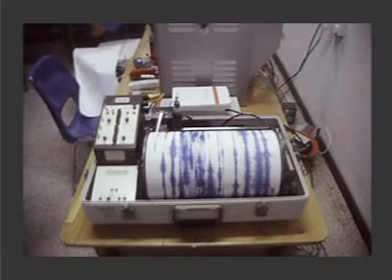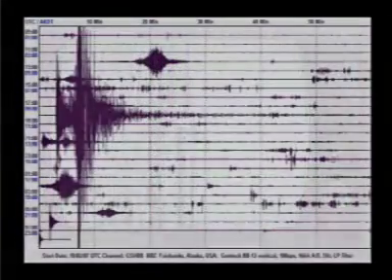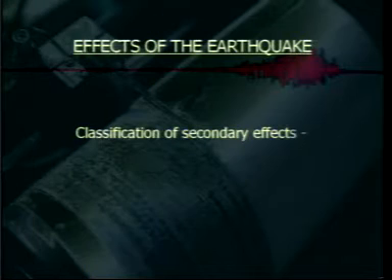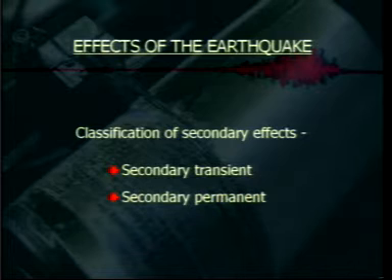Now, you know what a seismogram is? A seismogram is a record of an earthquake. This record is because of the propagation of waves. So, the seismogram, as you see here, is the best known example of a secondary effect. These secondary effects are again divided into two categories: the secondary transient and the secondary permanent.